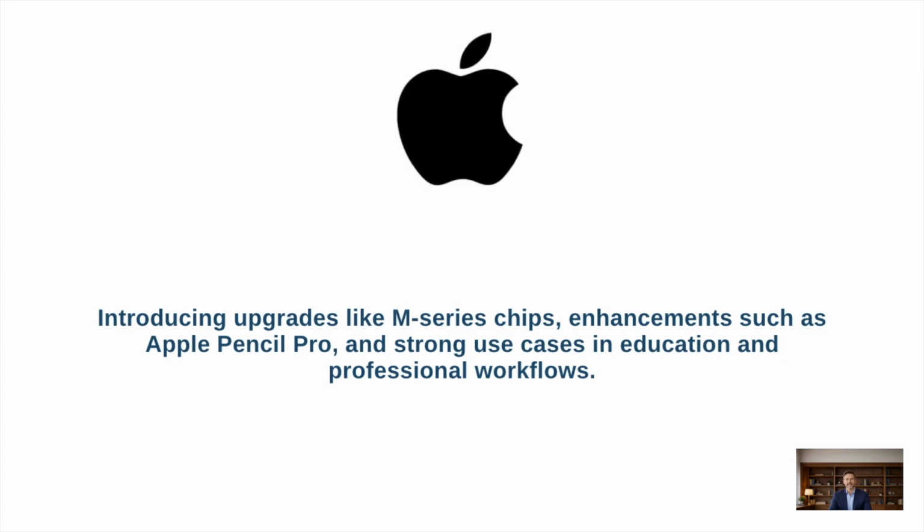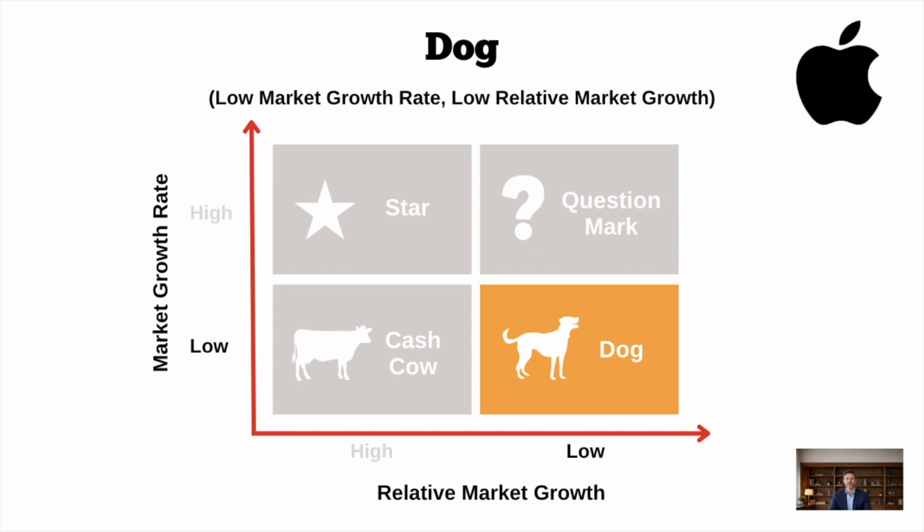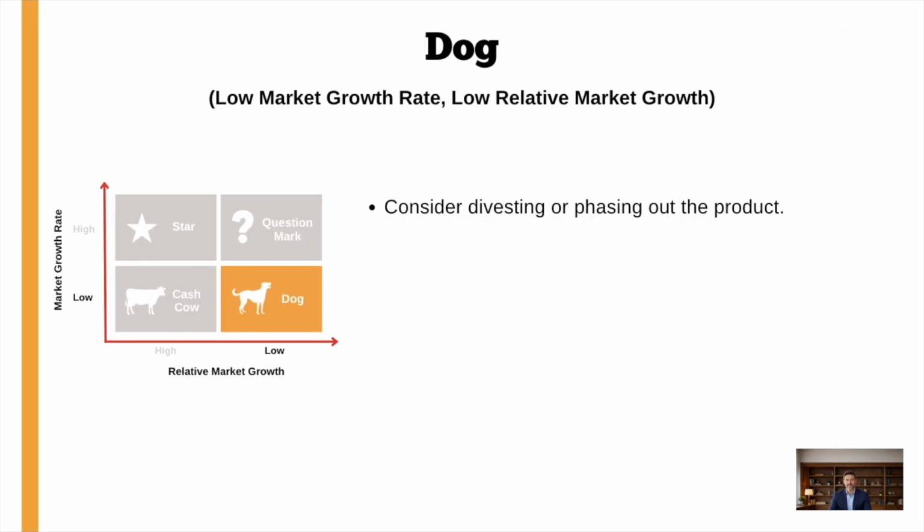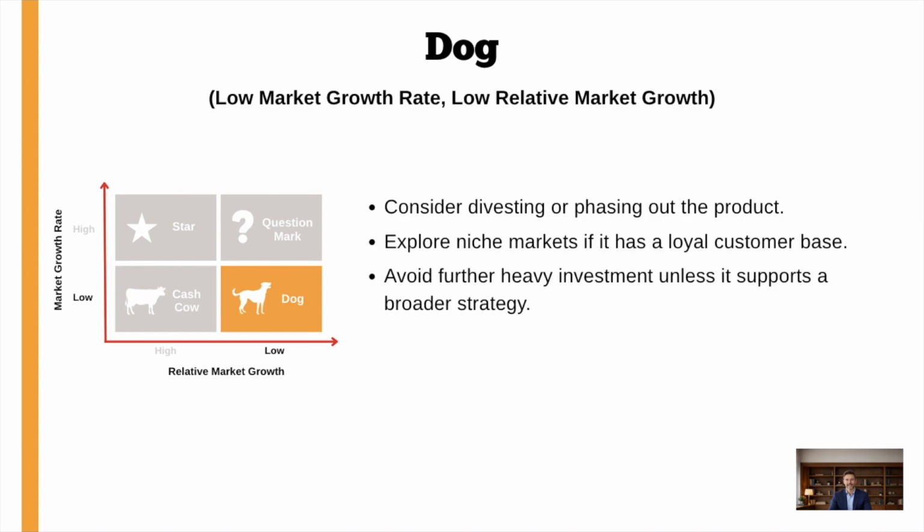These are not risky bets. They are dependable profit engines that quietly fund Apple's next wave of innovation. Finally, we have dogs. Dogs are products with low market share in a slow or declining market. They rarely bring profit and have limited future potential. Here, companies should consider divesting or phasing out the product, explore niche markets if there's a loyal customer base, and avoid further heavy investment unless it supports a broader strategy.